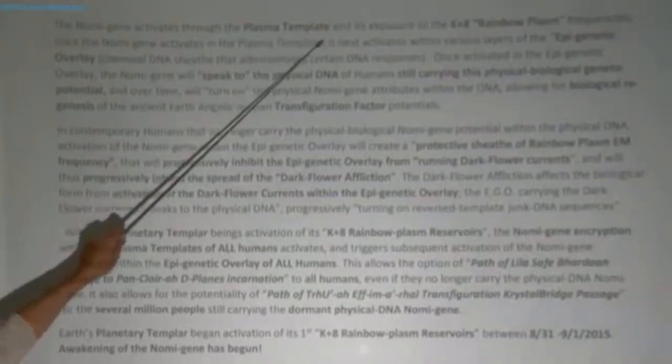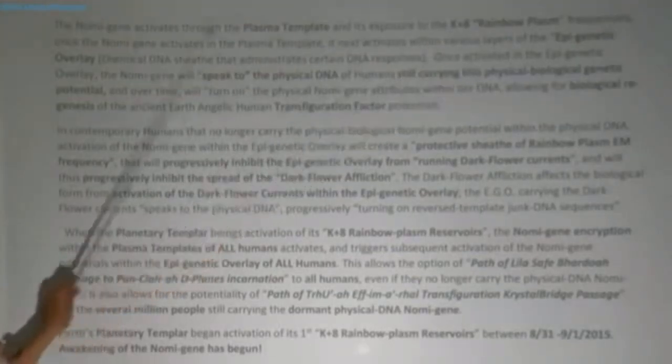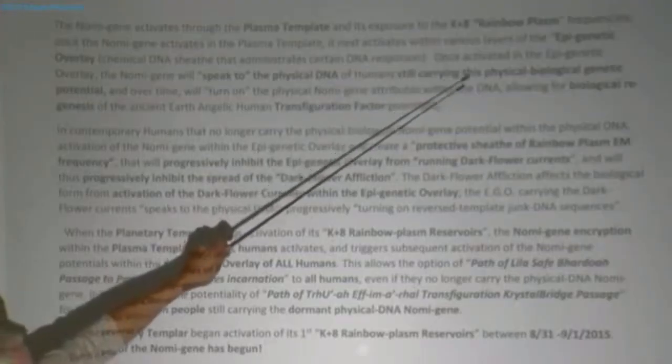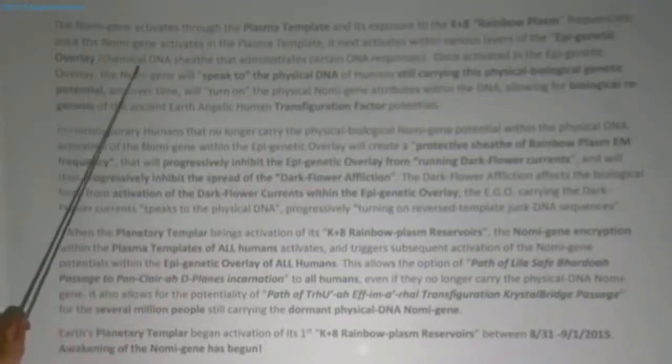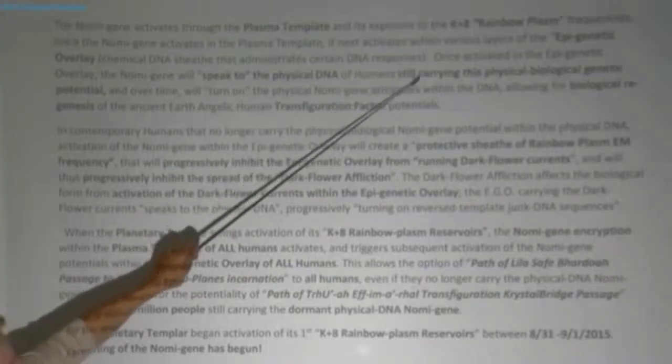The NOMI gene activates through the plasma template and its exposure to the K+8 rainbow plasm frequencies. Once the NOMI gene activates in the plasma template, it next activates within various layers of the epigenetic overlay, chemical DNA sheath that administrates certain DNA responses.